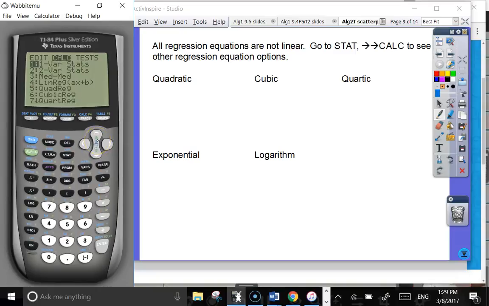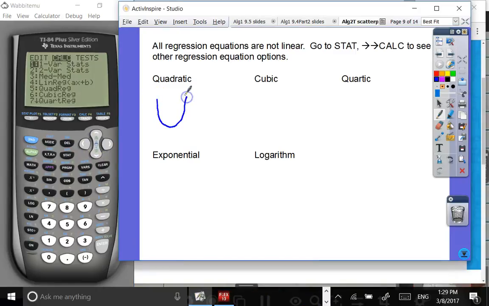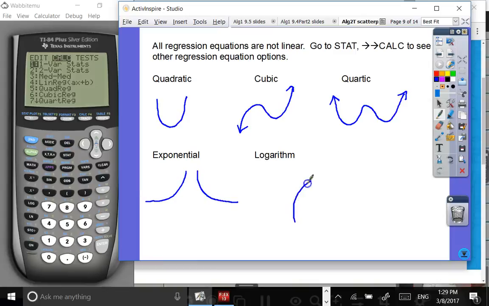Anyway, we need to be able to understand, like, quadratic: when you see the shape of the data is like that, then maybe you want to use quadratic. If you see that it has a couple turns in it, well, that might be a cubic. Remember, quartic might have 3 turns in it. That's the highest degree polynomial that you can do in the calculator. Remember, exponential could be exponential growth or exponential decay. And a logarithm kind of looks like that.